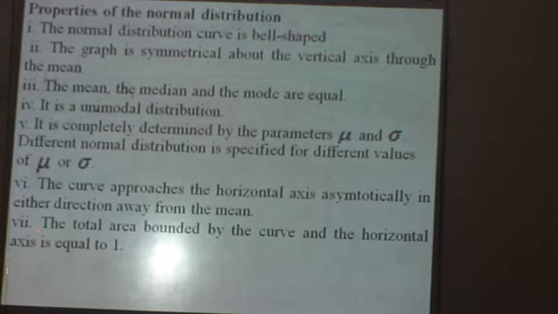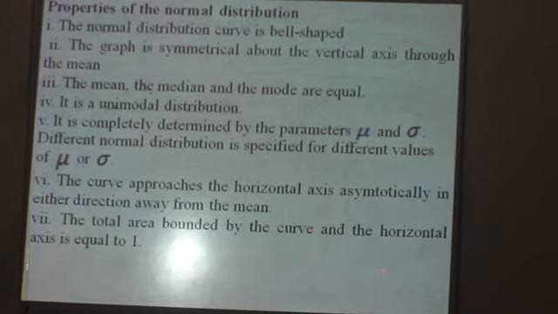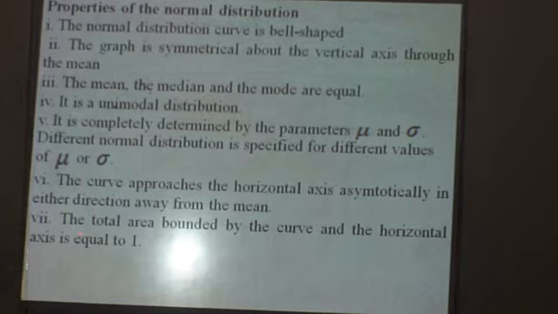Now let's move on to the seventh property. The total area bounded by the curve and the horizontal axis is equal to 1. I think I've already explained why it is equal to 1. We use the principle of calculating the area of a circle. This normal distribution curve is more or less like a semicircle. So when you multiply the length of the curve by the horizontal axis, which is assumed to be the radius, you end up getting the total area being 1.